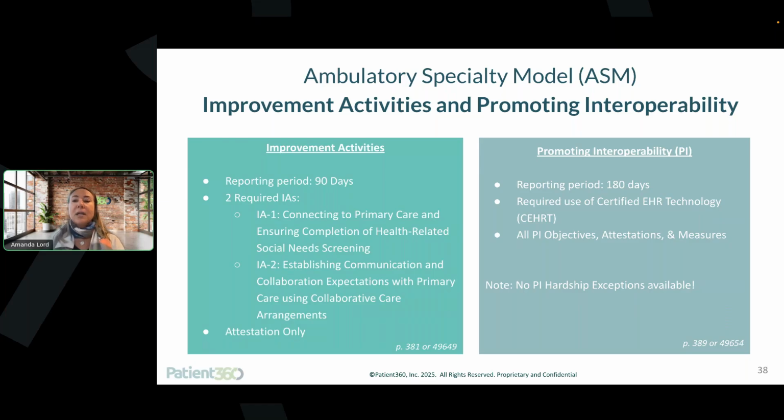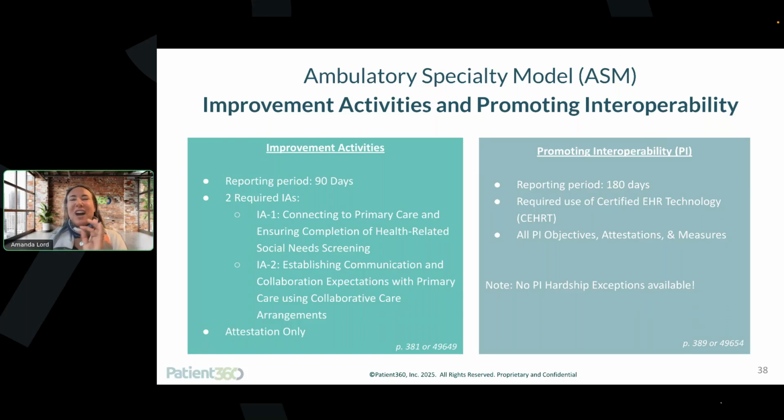Similar to MIPS, IAs are going to have a 90-day reporting period, and ASM participants are expected to attest yes to the completion of IA1 and IA2. CMS finalized that ASM participants who complete both IAs would not have a negative scoring adjustment added to their final score. Participants who complete one IA will have -10 points applied to their final score, and participants who do not complete the IAs will have a -20 points applied, right?